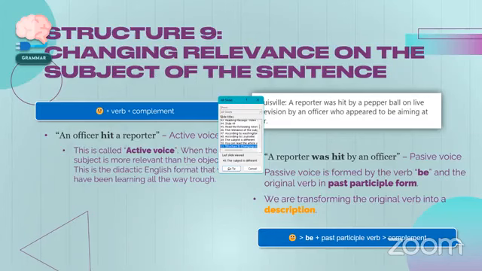Structure 9, changing relevance on the subject of the sentence.